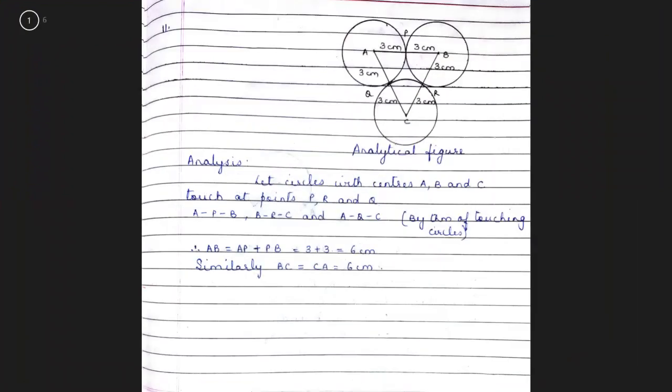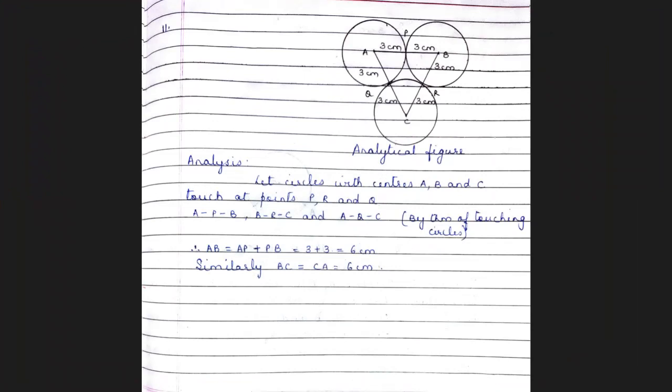Now, this is the analytical figure that I have drawn. Now, this is how you have to draw the actual figure. So, you have three circles with centers A, B, and C, and they have to be touching circles. Now, how do we write the analysis? Let circles with centers A, B, and C touch at the points P, Q, and R: A-P-B, B-R-C, and A-Q-C.